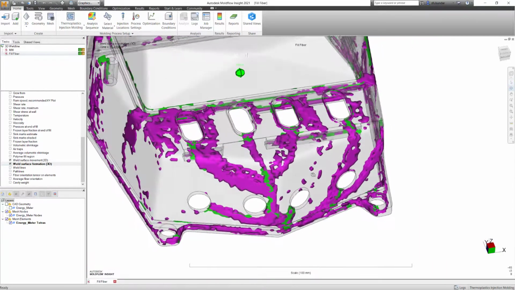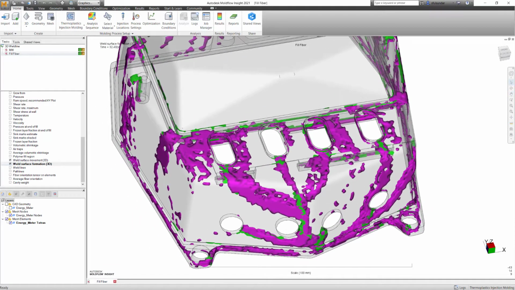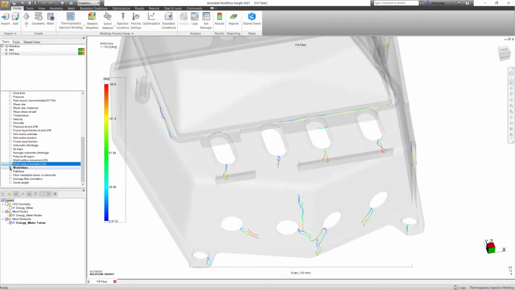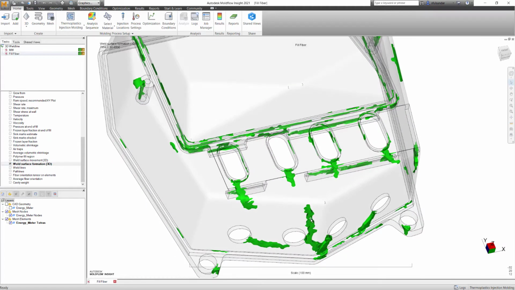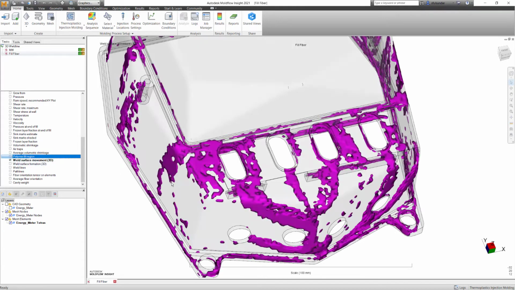I hope this short video was useful to understand all the three plots related to weld line. The surface weld line is actually a representation of the dual domain mesh. Then the weld line formation is the same weld line represented in 3D, and the weld line movement 3D shows, throughout the process, how the weld line moves through the fill, pack, and cooling cycle, and various parameters impact it.